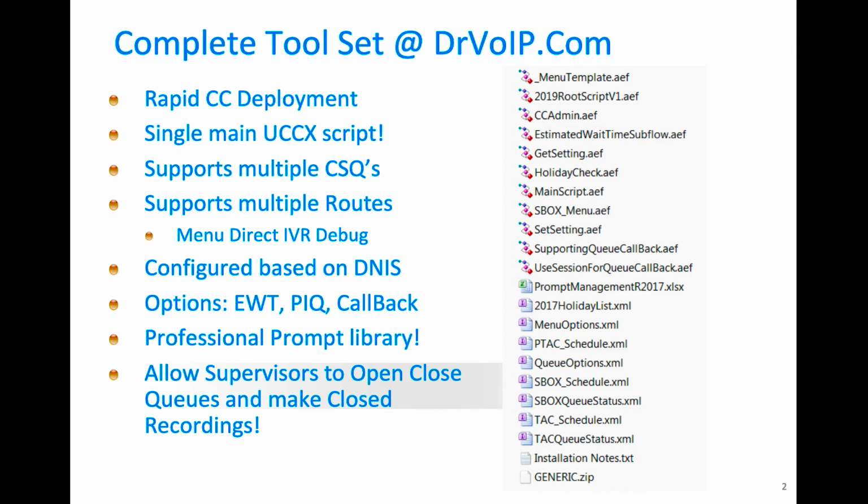So this script is running on Sandbox, and I've given you samples of SBox schedule, SBox queue status that you can copy and make available for your other CSQs. It's a good model, and you'll understand that shortly. And the entire prompt library is down here in this folder called generic zip. So this is all of the materials that are contained in the killer's script that you can get at the Dr. VoIP website.